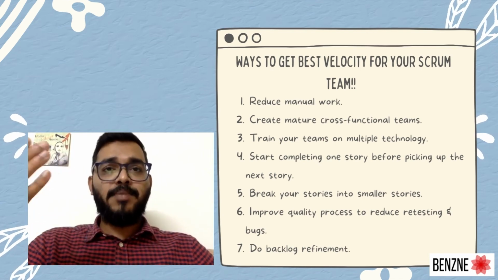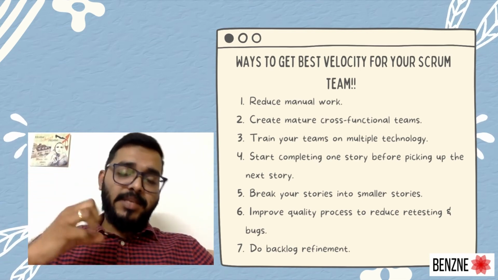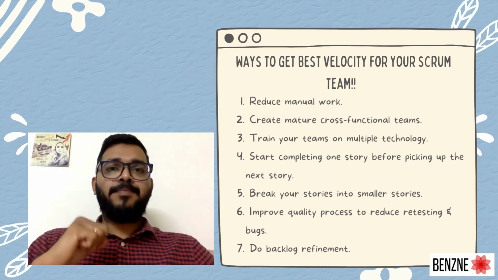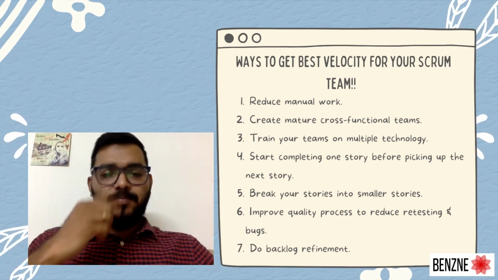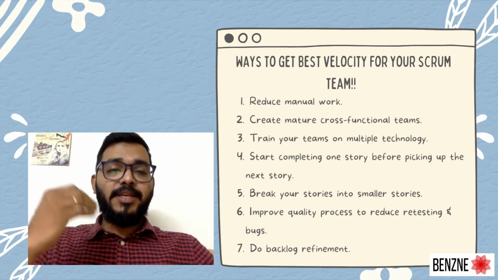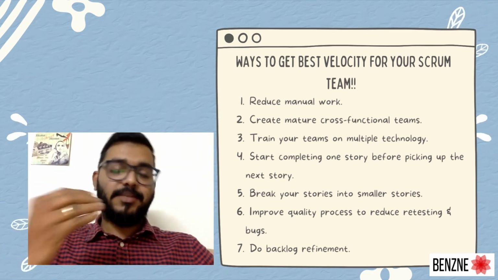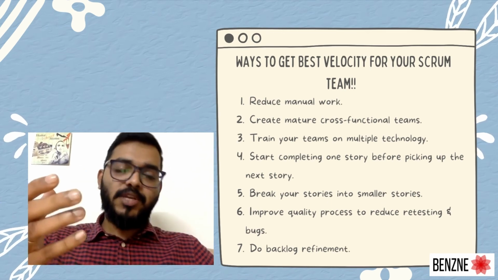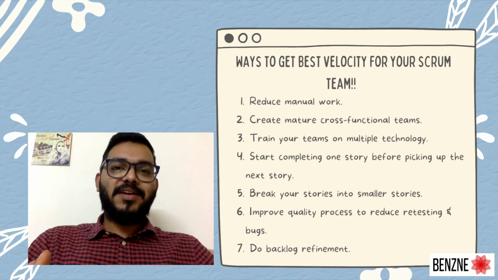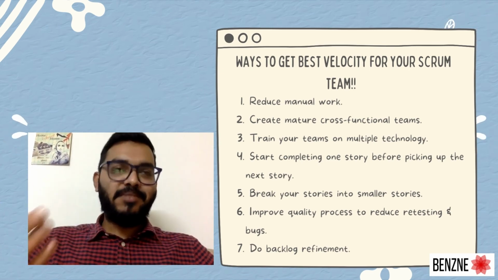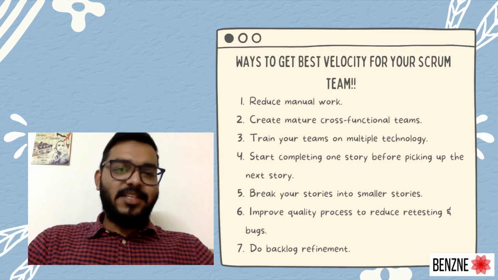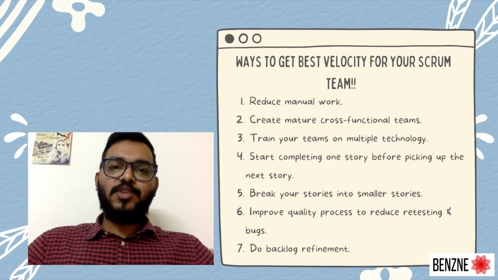This will help the teams complete the work, get it tested, and deploy it so that they can get a feedback. Improve quality process, bring in automation testing, unit testing, define proper acceptance criteria and a concrete DoD, which will help reduce bugs. Do not skip your backlog refinement. This will help teams to start work without any hesitation. So guys, these are the few techniques which will help you increase your team's velocity.